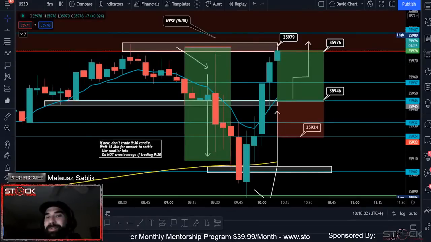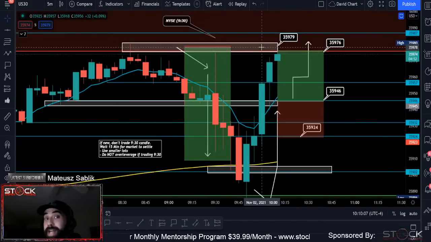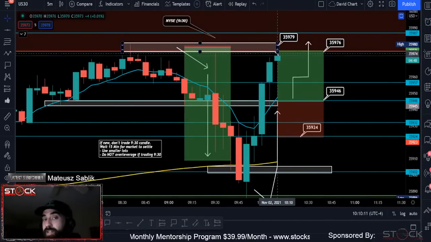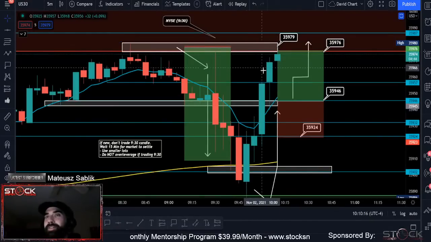There you go, guys. It just hit. There's that trade right there. Just hit the final thing. Now, get out of the trade. Who cares if it runs, guys? Who cares? It's in selling pressure. It's in supply. All right? Get out.